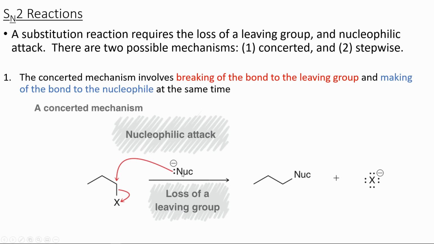So we'll have nucleophilic attack, where the nucleophile forms that new bond with the carbon, and then a bond breaking, where the carbon-halogen electrons go to the halogen. And that leaves us with the molecule with the carbon-nucleophile bond formed, and then the leaving group as an anion.